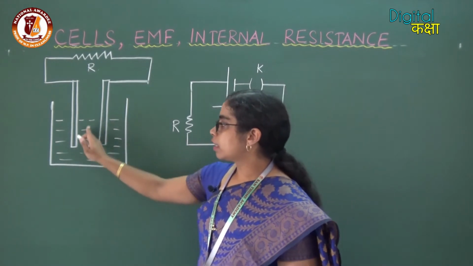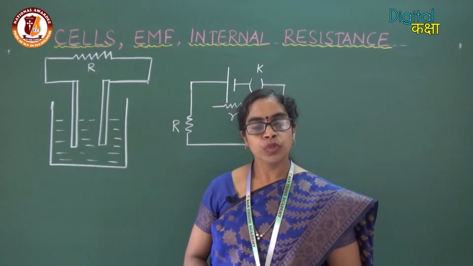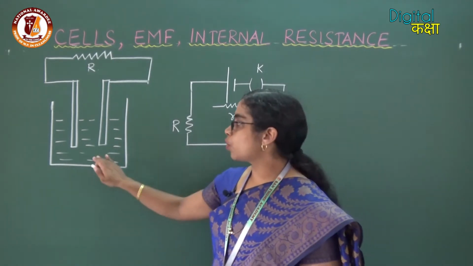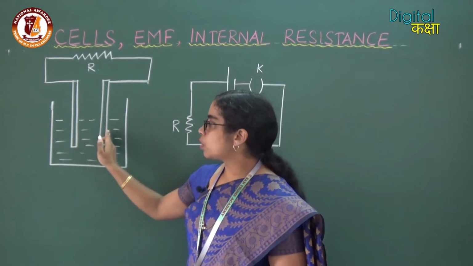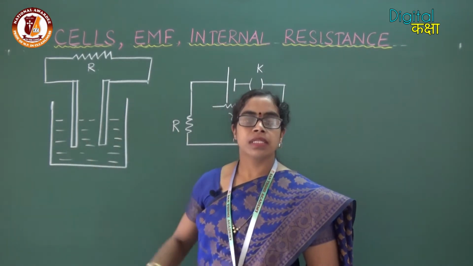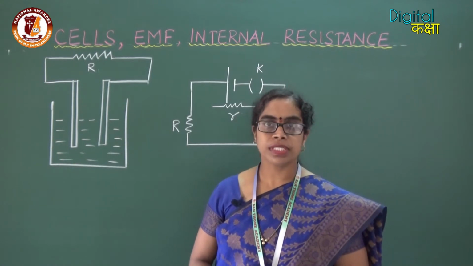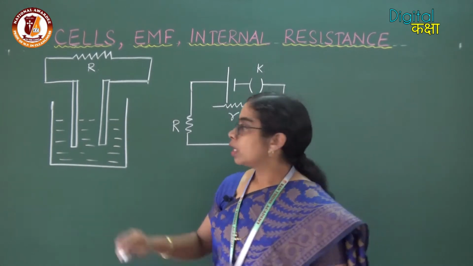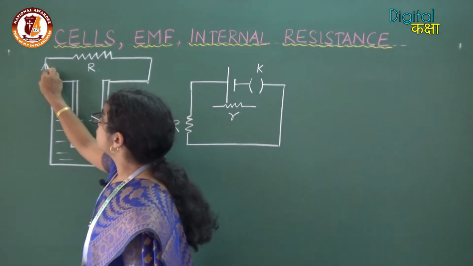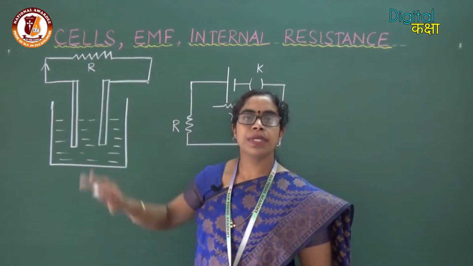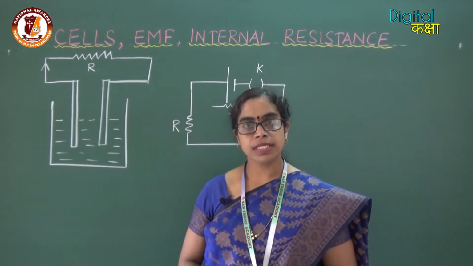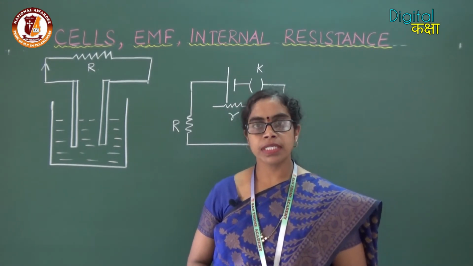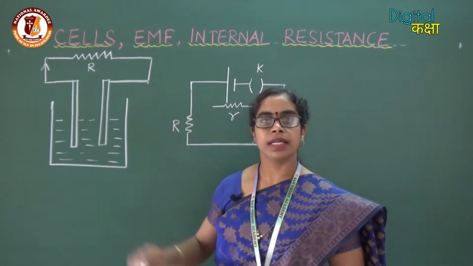In this container, the liquid through which the current flows is called the electrolyte. The two rods which act as the positive and negative terminals of the cell are called the electrodes. Now, in this circuit, capital R represents the external resistance through which the current will flow. The direction of the current is also shown in this circuit.